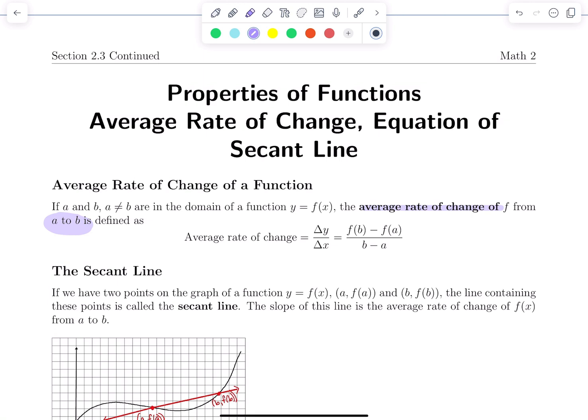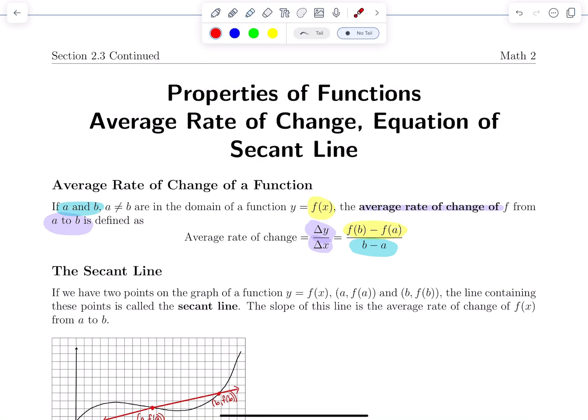So the average rate of change is equal to the change in y over the change in x. And since our function here is f of x, the change in y is equal to f of b minus f of a. And then the change in x is equal to b minus a. So a and b are x values, okay?